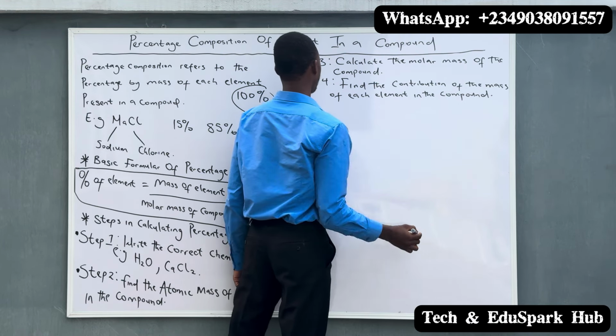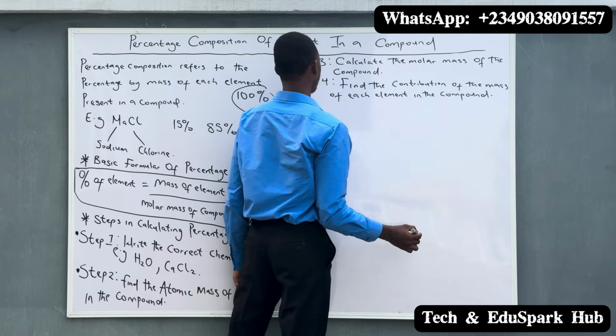So these are the 5 steps to follow when calculating the percentage composition of mass of elements in a compound. The first step is to write the correct chemical formula of the compound. You can have H2O, CaCl2, NaCl, and so on.